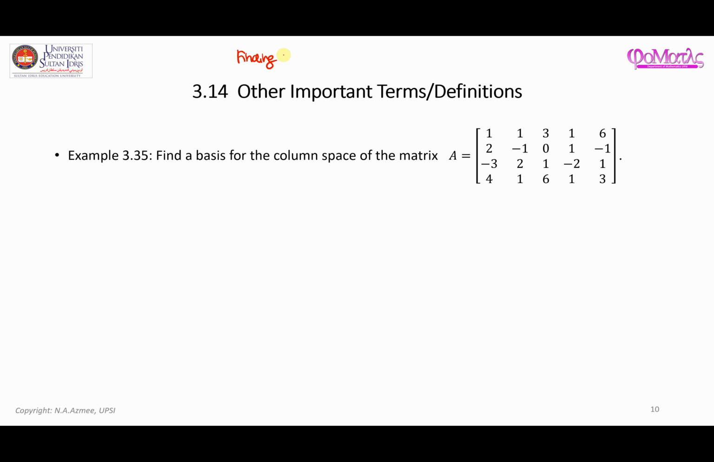In this video, I would like to talk about two examples related to finding the basis. The first example will be about finding the basis for the column space of matrix A, and the second example is about finding the basis for the null space of matrix A. Right, so let's jump straight to the first example here.